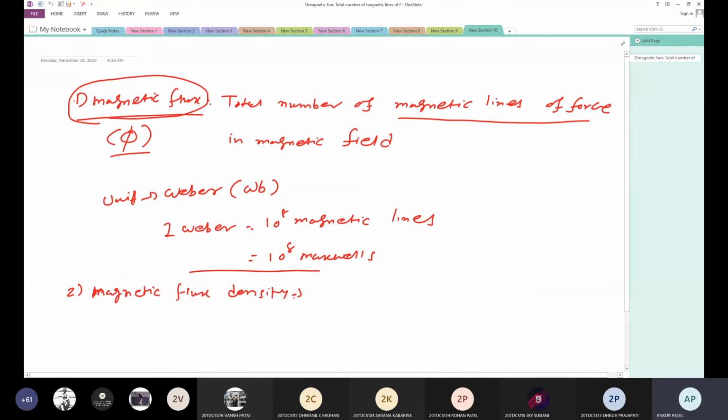So magnetic flux density is defined as flux per unit area at right angle to the flux. It is denoted by capital B.